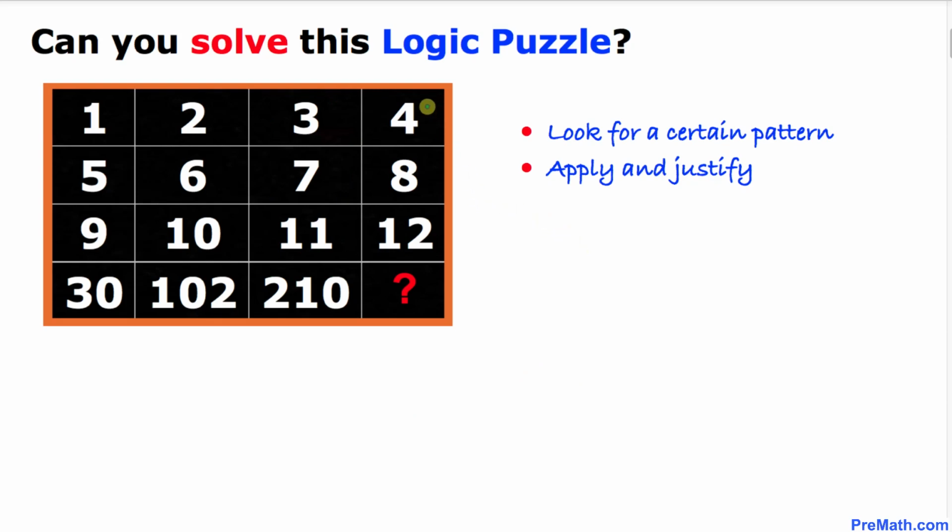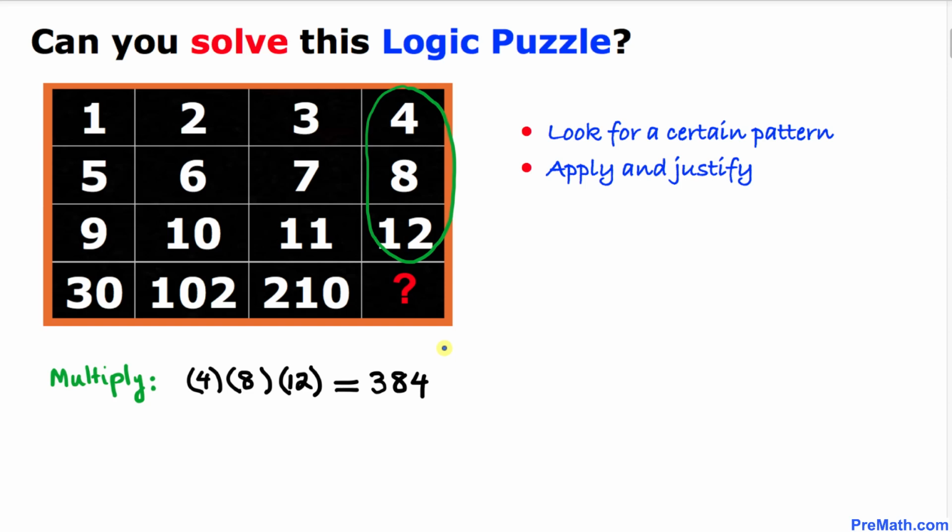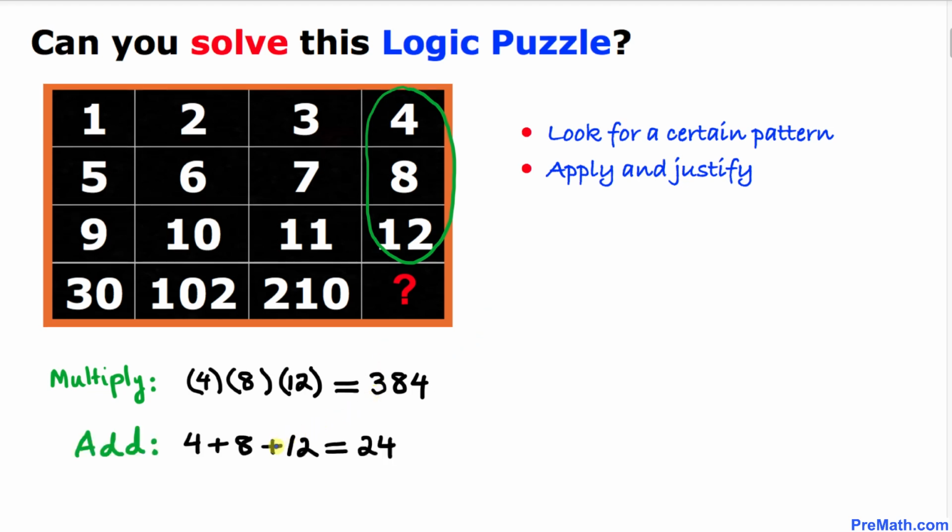And now let's finally look at these three numbers in the column on the right-hand side: 4, 8, and 12. Now we are going to repeat the same pattern. We multiply these numbers first. 4 times 8 times 12 gives us 384. And likewise, we add these numbers as well. 4 plus 8 plus 12 gives us 24.